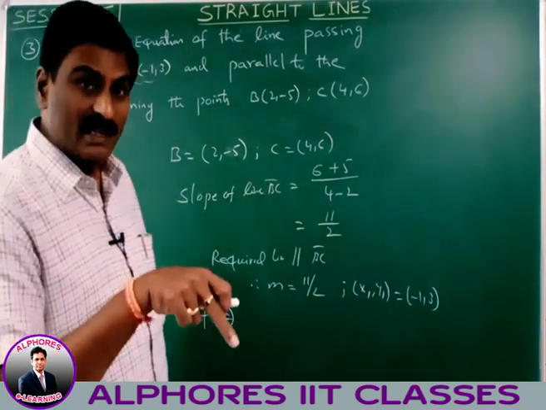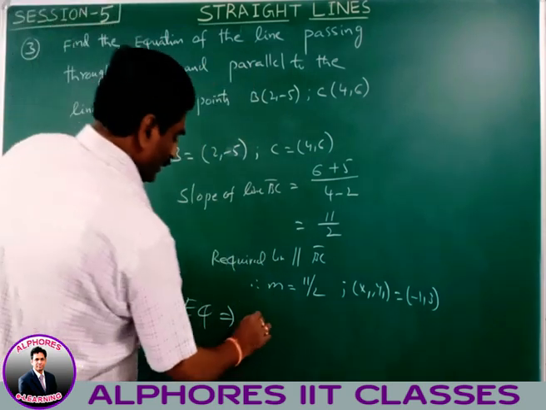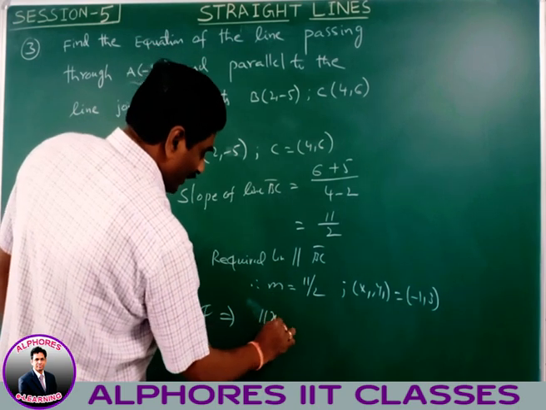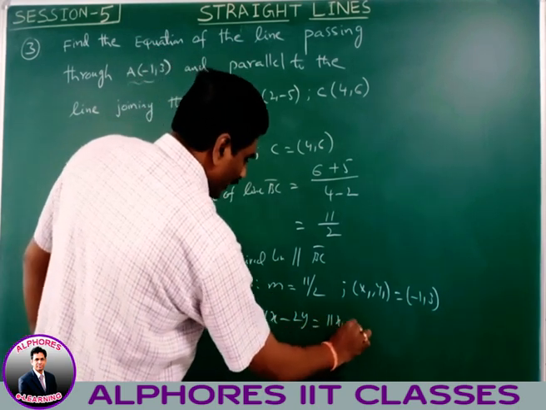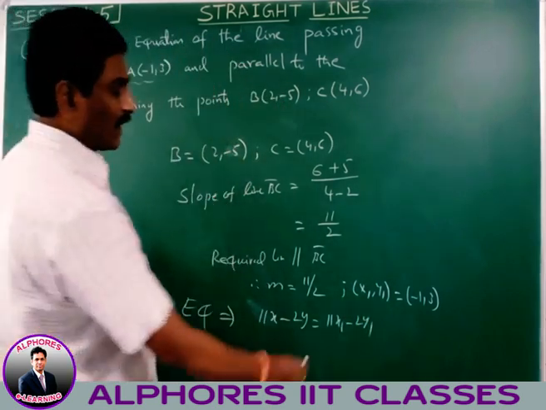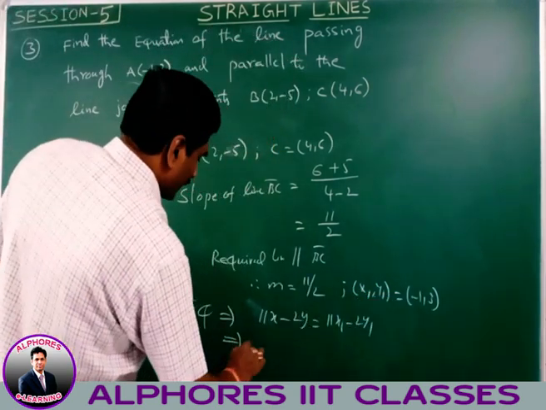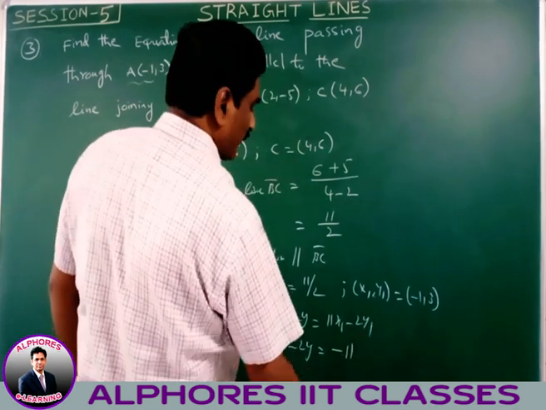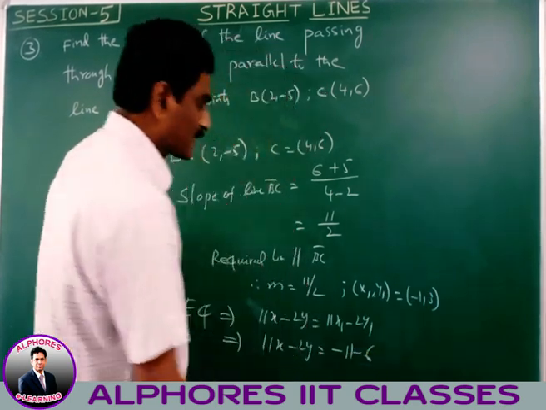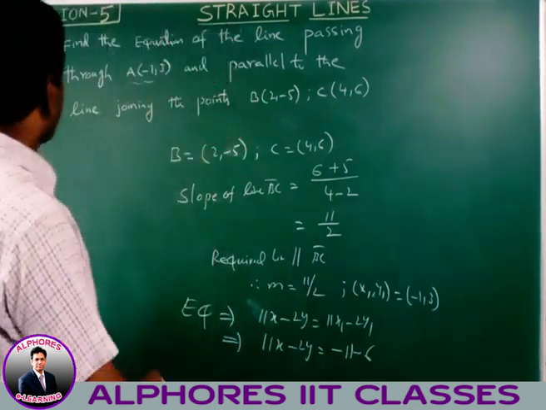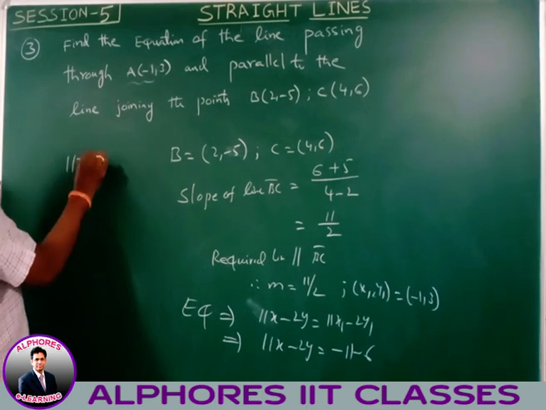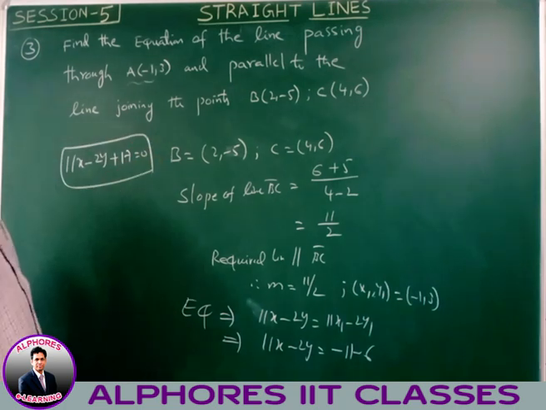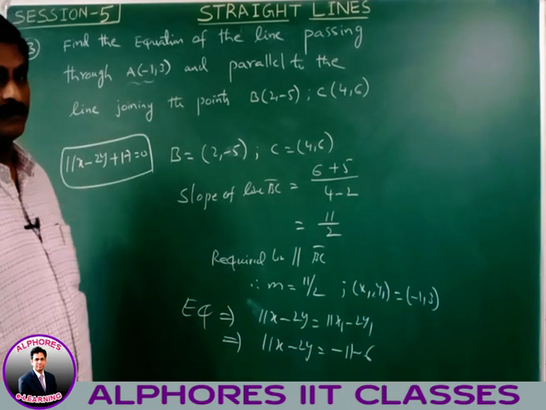ax - by = ax1 - by1. Here a means 11, b means 2. So 11x - 2y = 11x1 - 2y1. What are the values of x1, y1? (-1, 3). That means 11x - 2y = 11 into -1 means -11, minus 2 into 3 means -6. What is this value? -17. So the equation of the required line is 11x - 2y + 17 = 0. It is the equation of the required line. Please note this value.